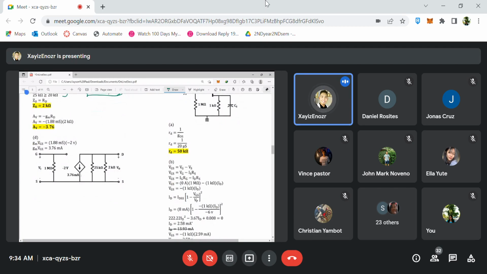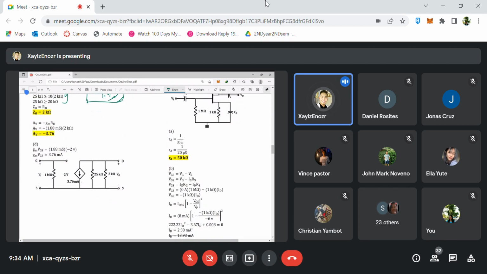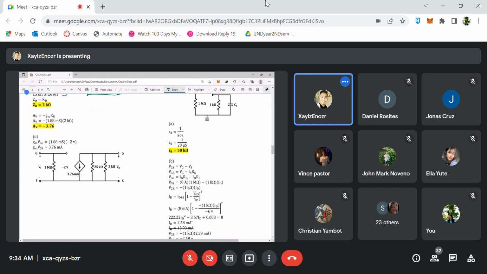Next, we have here, sketch down natin yung ating equivalent circuit. So, equivalent circuit lang naman, lalagay mo lang naman yung mga nakuha mong parameters. So, we have 1 mega ohm. Ayan, 3.76 milliamperes.